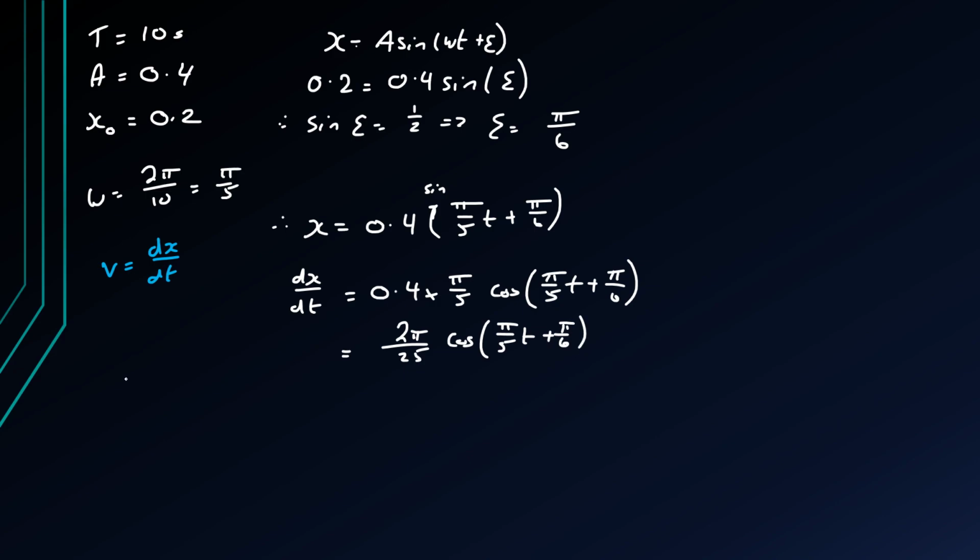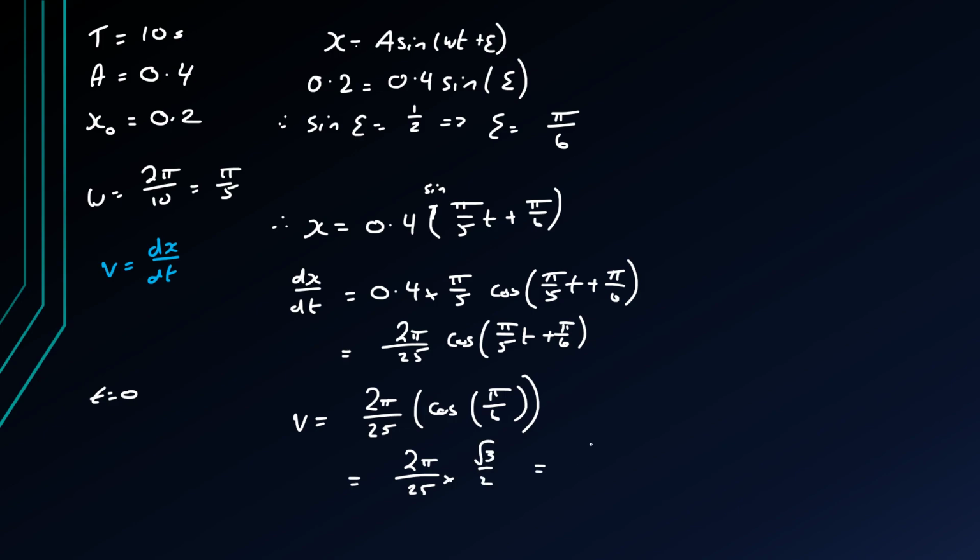Now we're looking for the initial velocity, so t is 0. And so the velocity is just 2 pi over 25 times cos of, well, pi over 5 t is going to be 0, so it's going to be cos of just pi over 6. And cos pi over 6 is square root of 3 over 2. So it's going to be 2 pi over 25 times square root of 3 over 2. And so it's going to be 2 root 3 pi over 50.